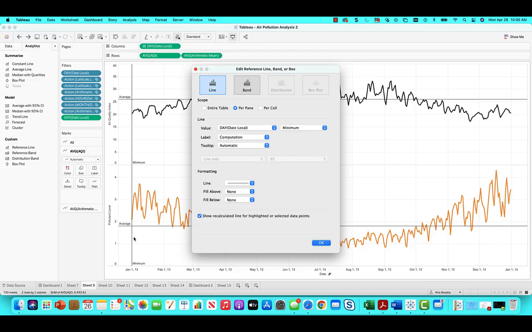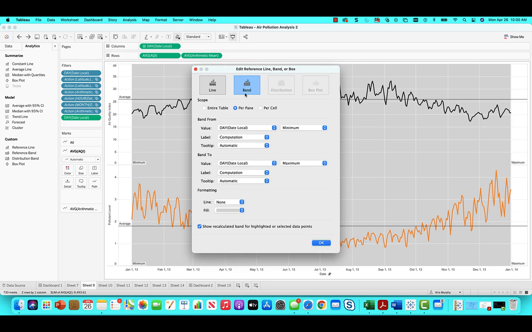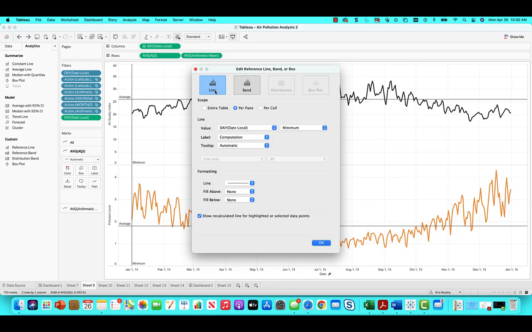Tooltip automatically. Yeah, the tooltips are automatic. I don't think the band, it just shows the whole band of the whole table. That's not that useful. Discard. Label computation. You can customize that. So interesting.